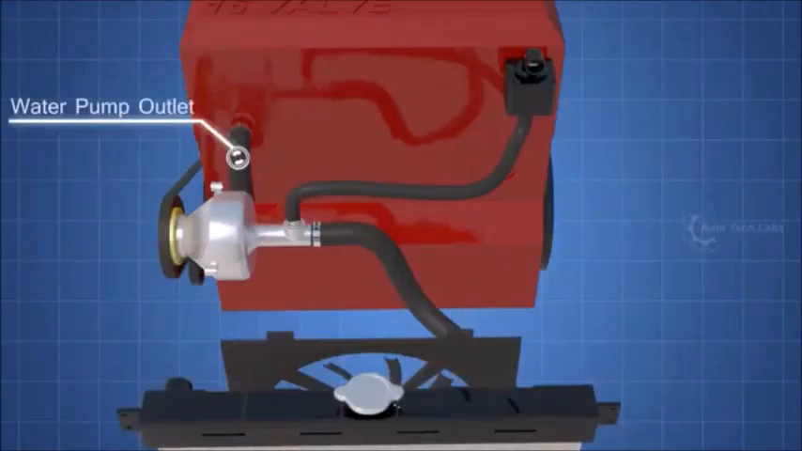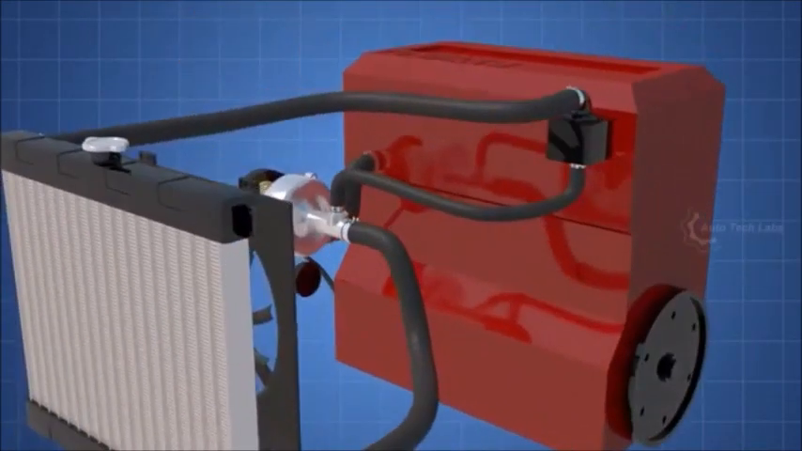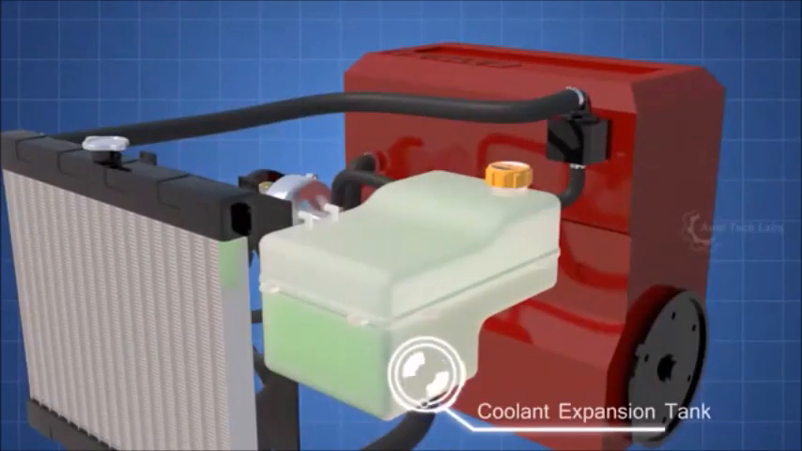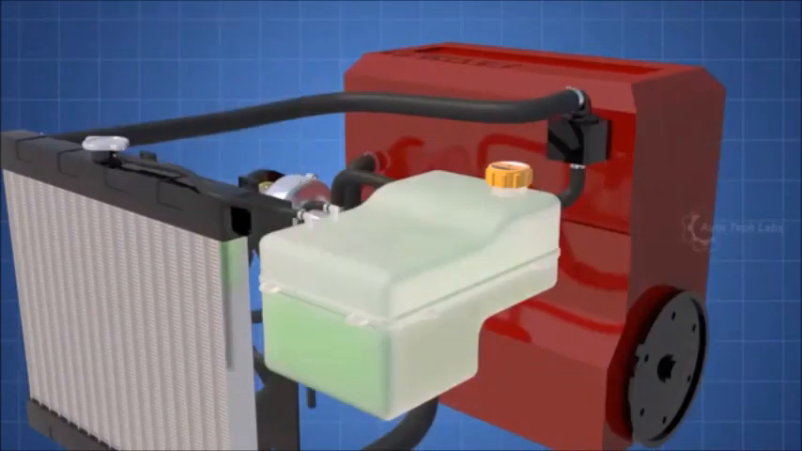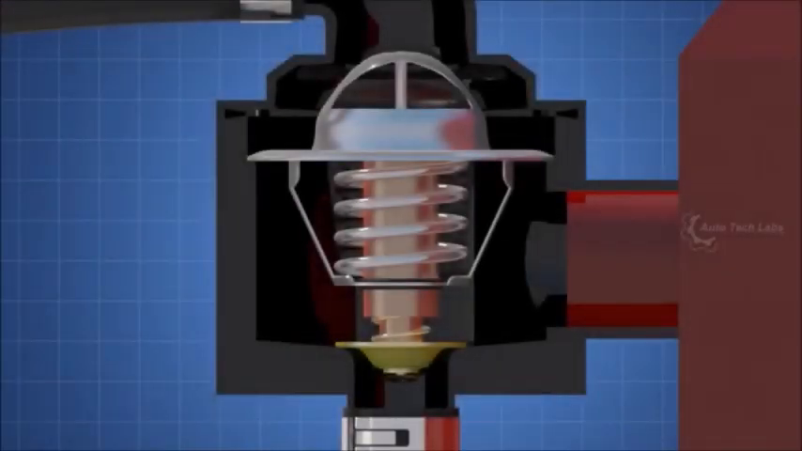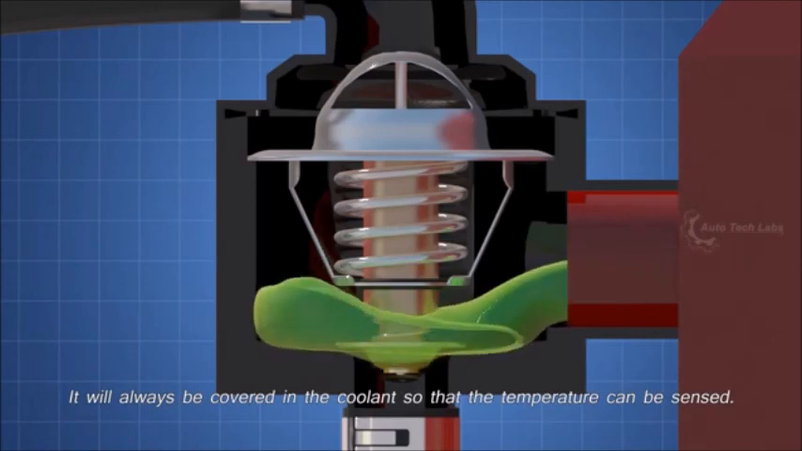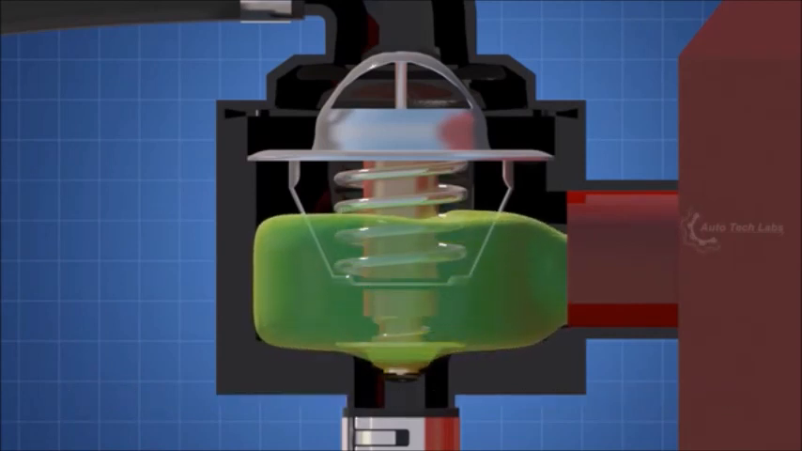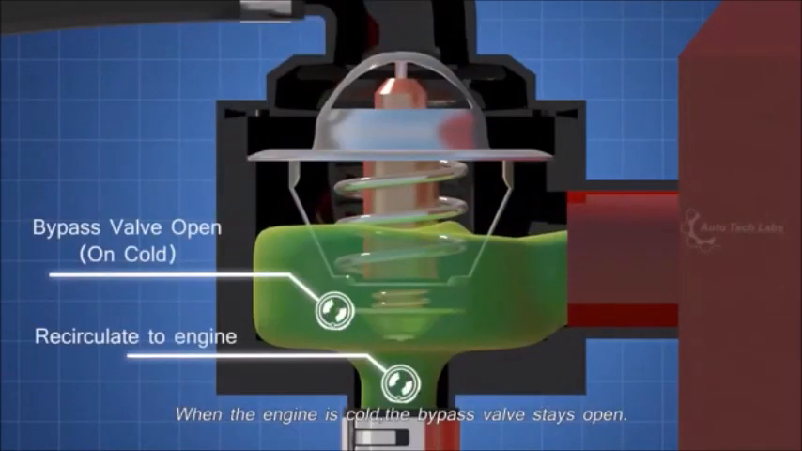Let's put the parts in one by one and see how it works. The water pump pumps the coolant throughout the system with the help of the radial impeller. It is driven by the engine itself using a serpentine belt. The serpentine belt also drives the power steering pump, alternator, and AC compressor. But for now, only the water pump is shown. Now let's see the connections.